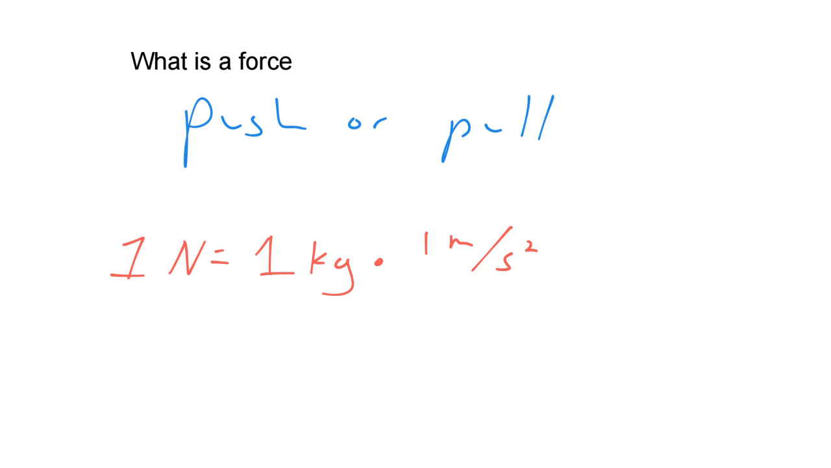So 1 Newton will take 1 kilogram, which remember is about 2.2 pounds, and get it moving at a rate of 1 meter per second squared. That's an increase of roughly 2.2 miles per hour every second.